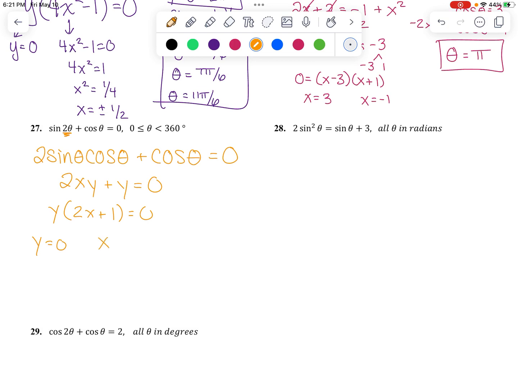So y equals 0. Subtract 1, divide by 2, and x equals negative 1/2. X was sine and y was cosine. So cosine of theta is equal to 0. We're looking between 0 and 360. Cosine is 0 at 90 degrees and at 270 degrees.